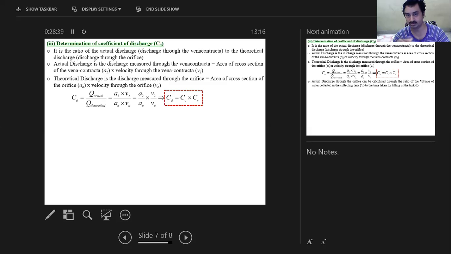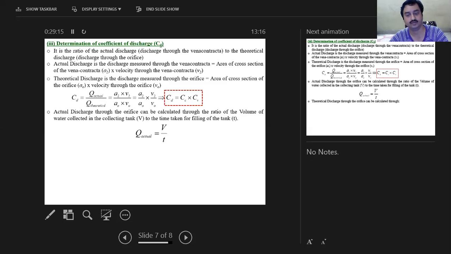In the last experiment also you could have seen, we did it like this. The actual discharge was found out by a collecting tank, and we allowed this collecting tank to get filled up to a certain height. What is the time taken for that height? We record it from the stopwatch. The cross-sectional area of this tank is known to us, and the height of water collected is also known to us. So the cross-sectional area of this collecting tank into this height will give you the volume, divided by time, which will give the actual discharge.